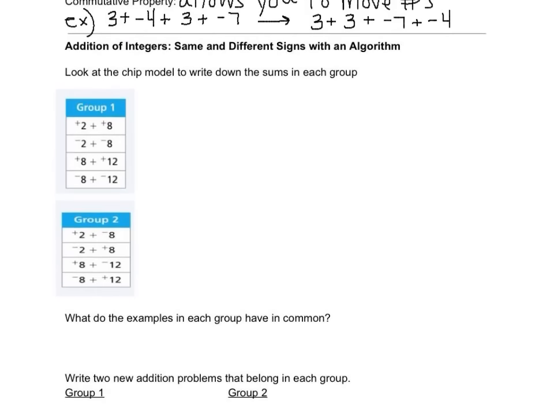So let's take a look at a couple groups of numbers. We have group 1 and group 2. The first thing I would like you to do is pause the video and one last time represent each one of these addition problems using the chip model. I'm going to use the black and the red again. You may use any color of your choosing. Just make sure you have one for negative and one for positive. And once you hit play, you will see all my chips on the screen.